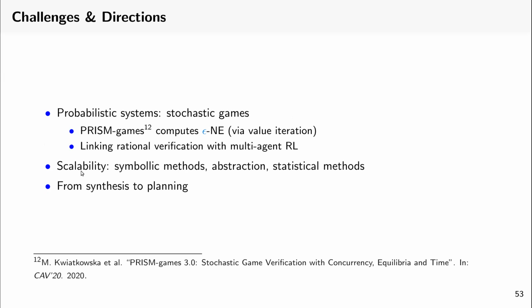Another one is obviously scalability, because double exponential time will not fly in the real world. Maybe we can look at some symbolic methods, some abstraction methods, or maybe even statistical methods. You know, there are some advances in statistical model checking, using random sampling to answer some questions within some acceptable bounds. So maybe we can use a similar kind of method for rational verification.